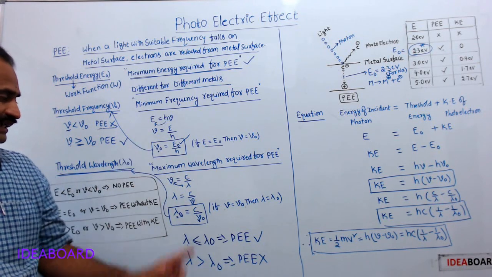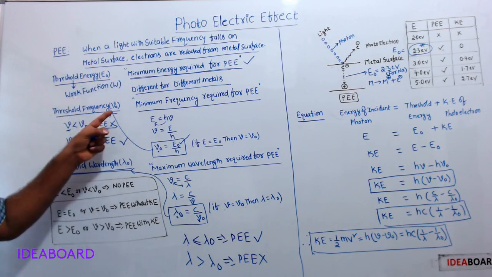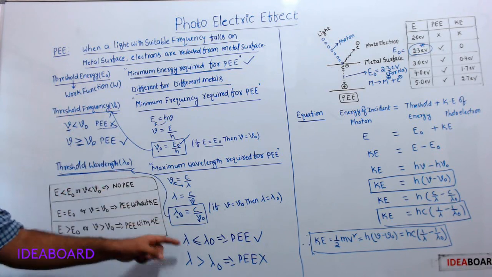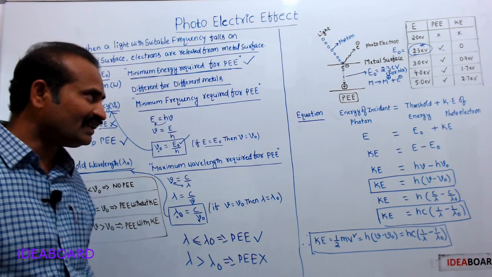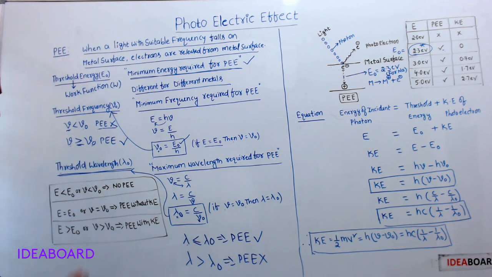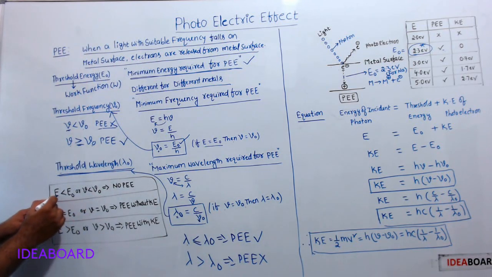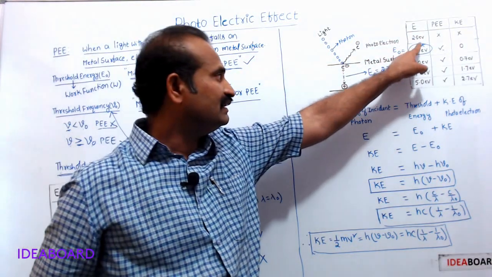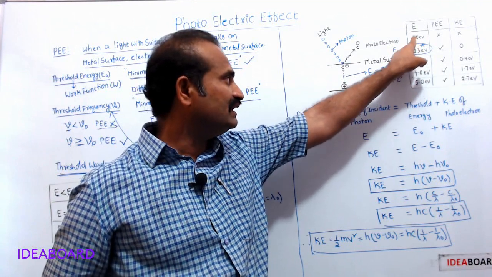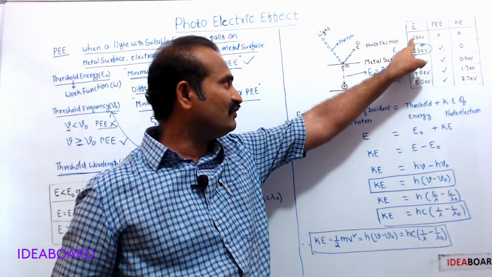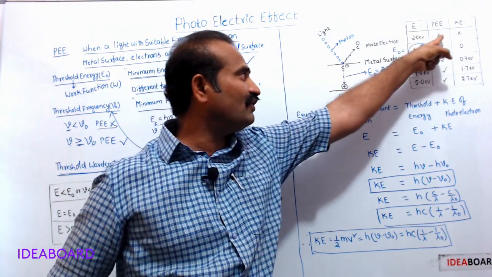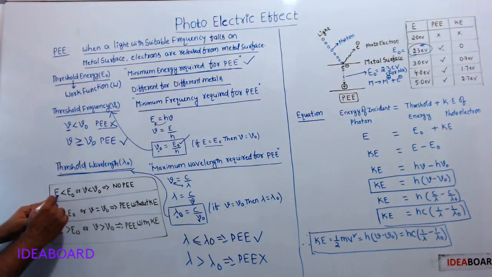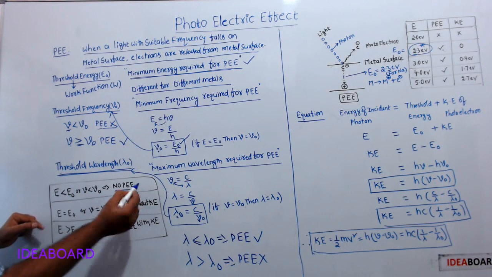Okay. So these are the three important terms: threshold energy E naught, threshold frequency nu naught, threshold wavelength lambda naught. Now see here, if energy of incident photon is less than E naught, like this. Here E naught is 2.3 electron volts. Suppose the incident photon energy is 2.0 electron volts. This is less than E naught. Therefore no photoelectric effect. Therefore if E is less than E naught, no photoelectric effect.